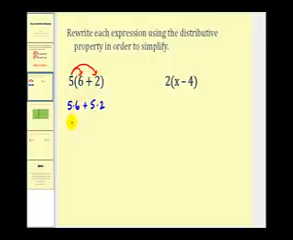Well, 5 times 6 would be 30, and 5 times 2 would be 10. 30 plus 10 is equal to 40. We have simplified this expression using the distributive property.